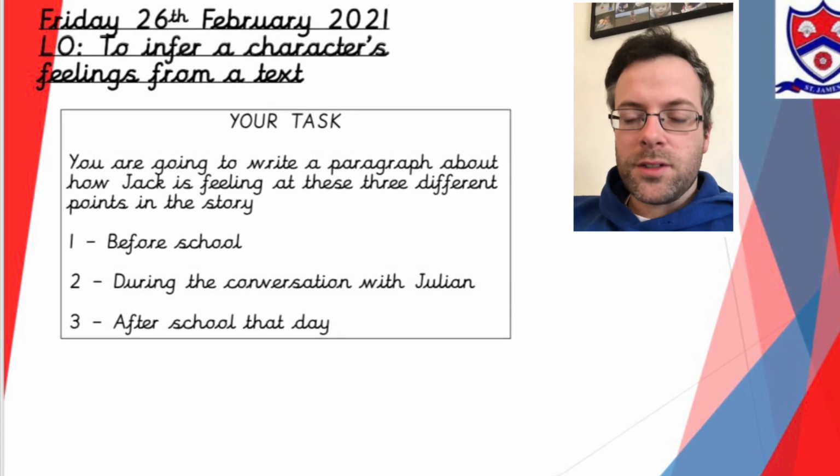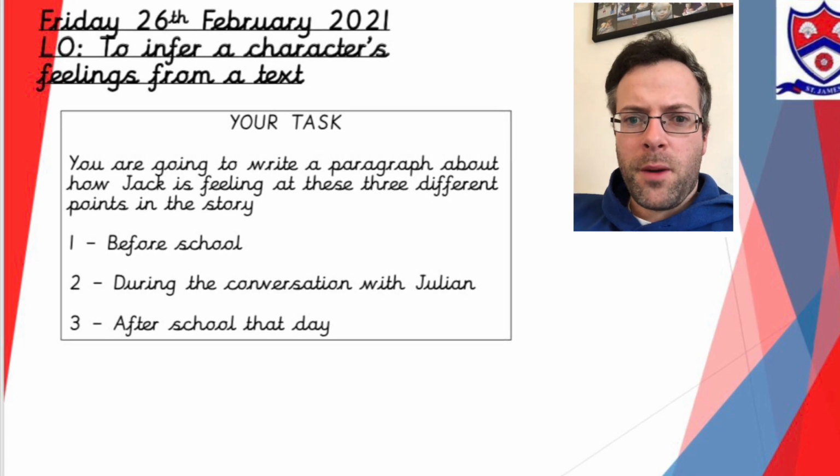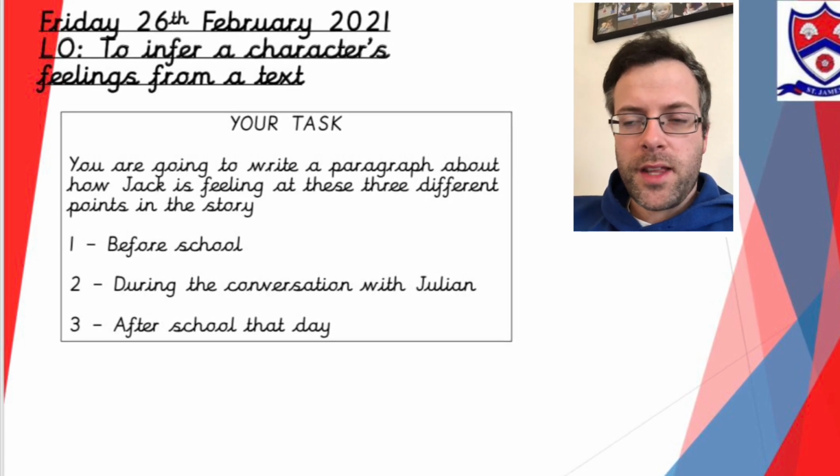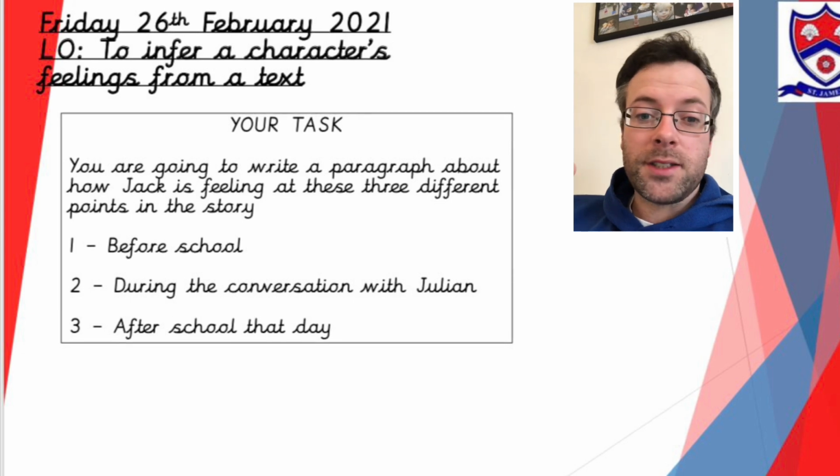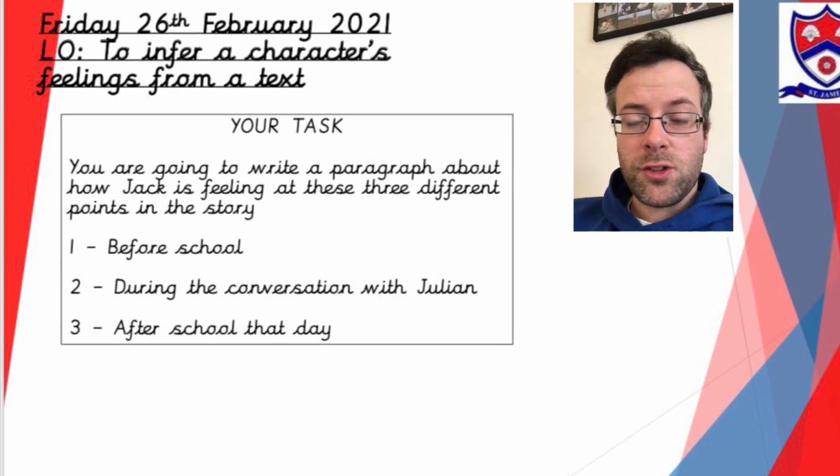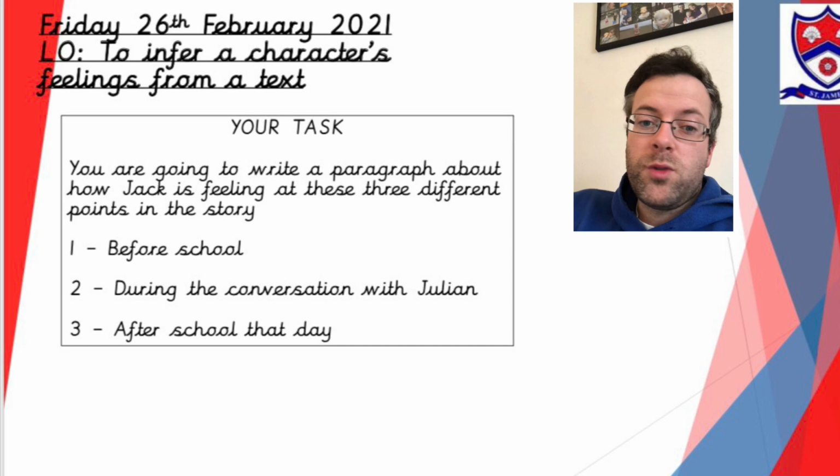So you're writing as Jack, so you might say something like, I can't believe I've got myself in this situation. And then you might talk about why he's feeling that way. Or you might say something like, it was so nice to be able to speak to Julian without Oggy there. It's up to you. You can choose.